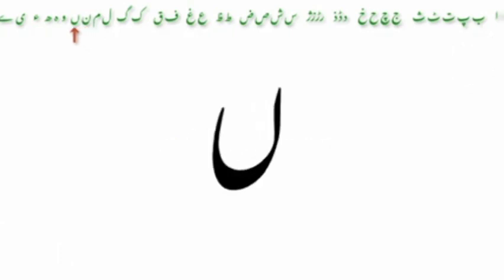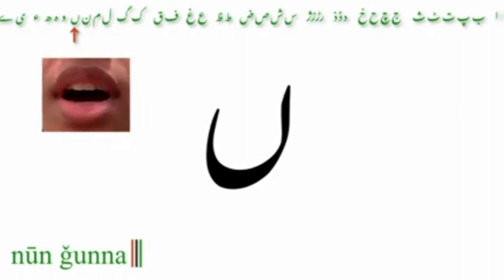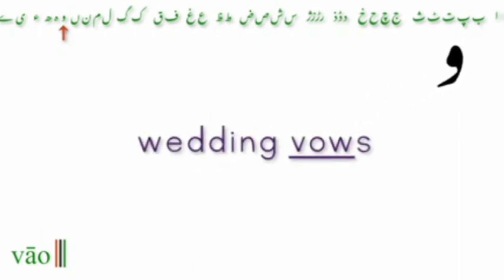So the next letter is also a noon, but without the dot. So this is called noon gunna. Noon gunna. Next we have vow. So the W's and the V's are something we South Asians, let me just speak for myself, I've had issues with. So I'm going to say this is like the wedding vows that we have, right? Vow. I'm pretty sure that's exactly what this letter is.